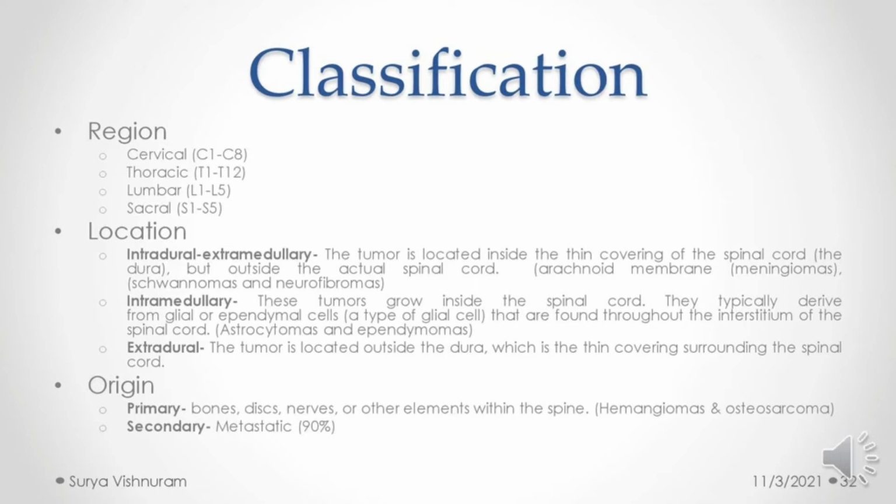And lastly, extradural tumors. This tumor is located outside the dura mater, which is the thin covering surrounding the spinal cord. Then based on origin, they divide spinal cord tumors into primary and secondary. The primary tumors originate from the bones, discs, nerves or other elements within the spine. Some examples are hemangioma and osteosarcoma. Whereas the secondary tumors are metastatic tumors, and 90% of spinal cord tumors occur secondarily.